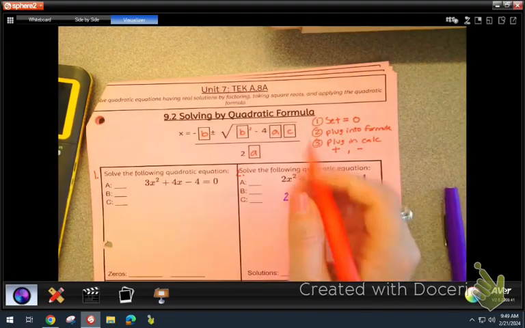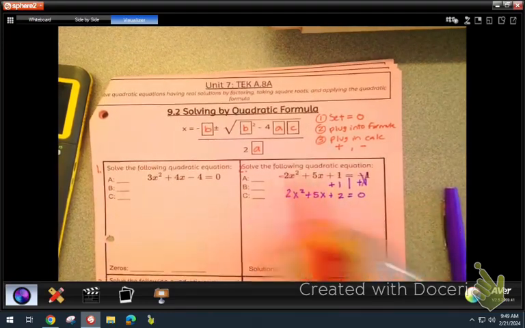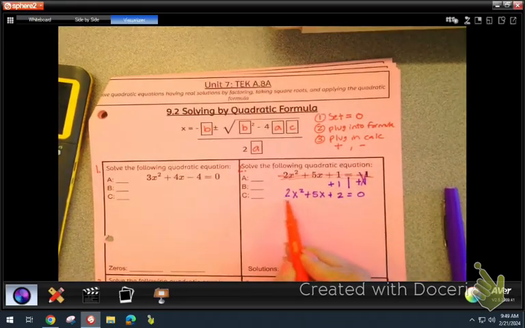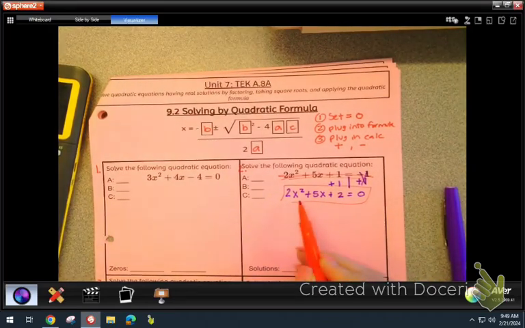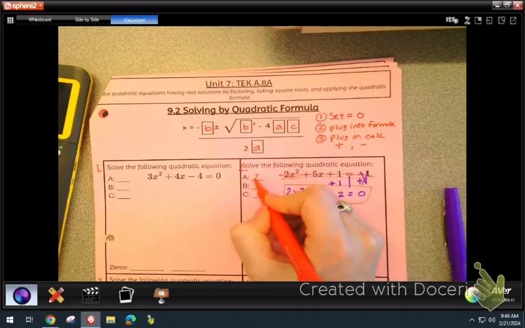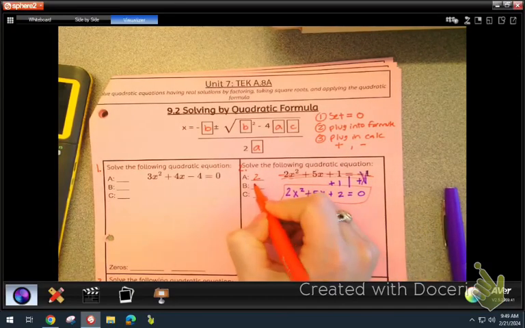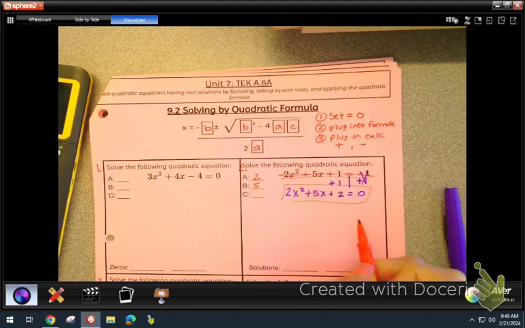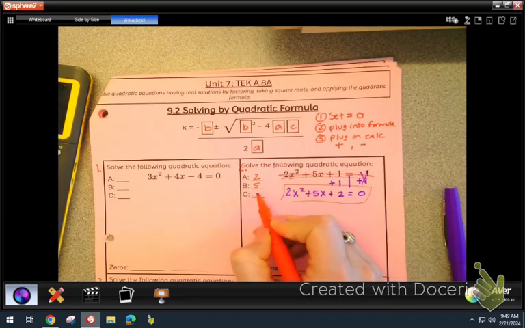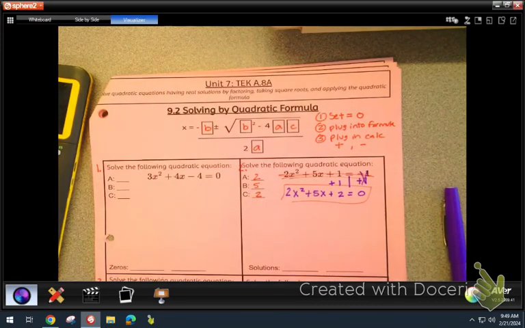Heidi, what's our A? Mark out the original. We're done. You're looking at this one. What's your A value? 2. Zane, what's your B value? 5. And Nick, what's your C value? 2. Thank you, Nick.